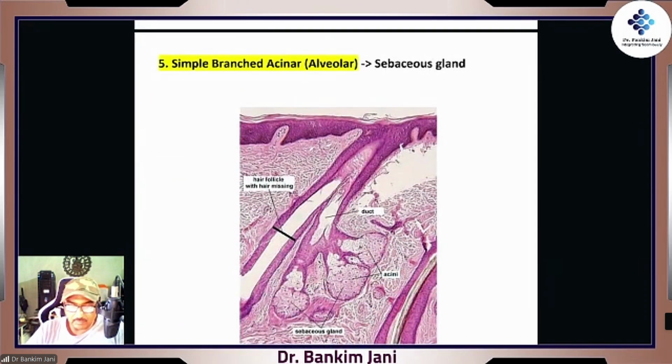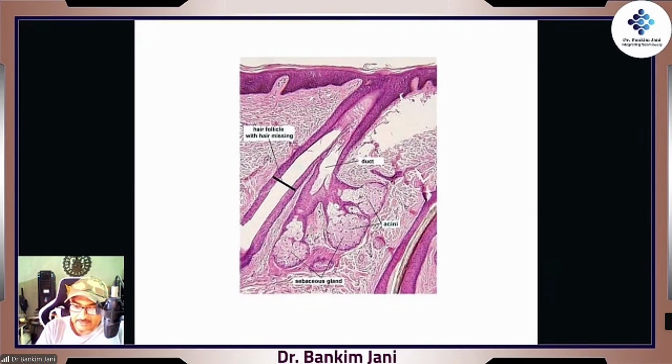And these are now branched acinar. Here is the hair follicle. See the duct, and these are all the big ones, the sebaceous glands. These will be the areas which secrete heavily, and finally this oily secretion will go into the duct.